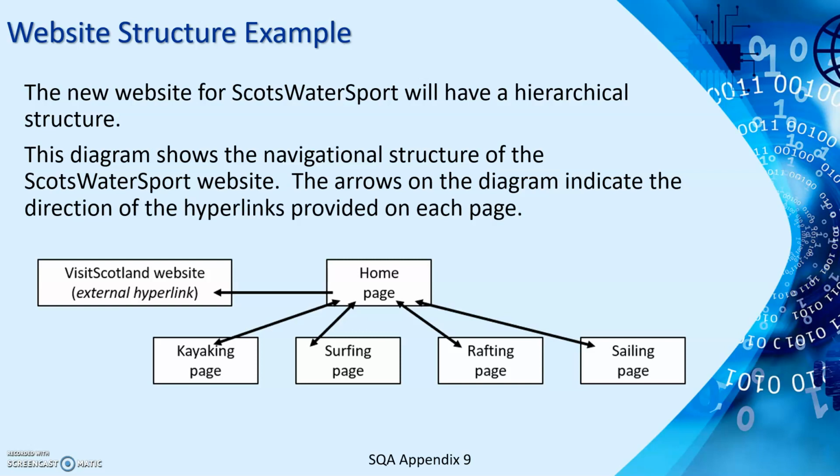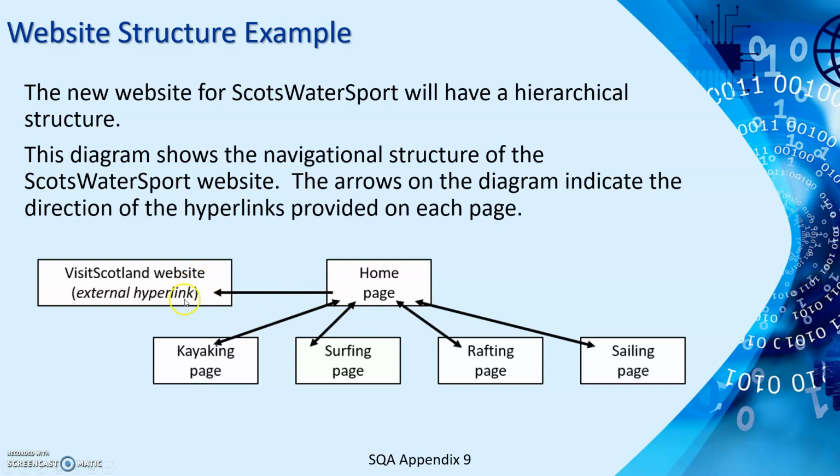So let's have a look at this. The new website for Scott's water sport will have a hierarchical structure, and this diagram shows the navigational structure of it. The arrows on the diagram indicate the direction of the hyperlinks provided on each page. So from the home page you can link to the kayaking page, and it's a double-headed arrow, so that means that the kayaking page can link back to the home page. The same for the surfing page, the rafting page, and the sailing page.